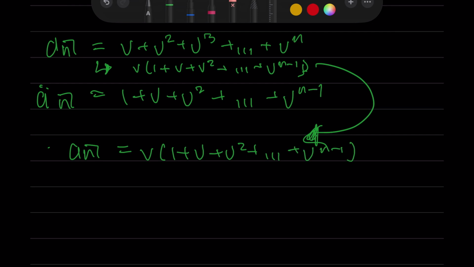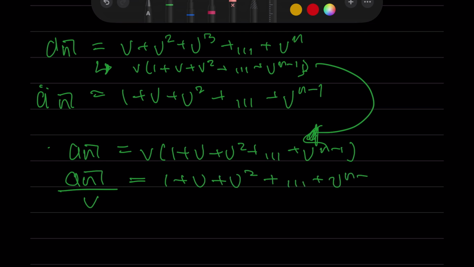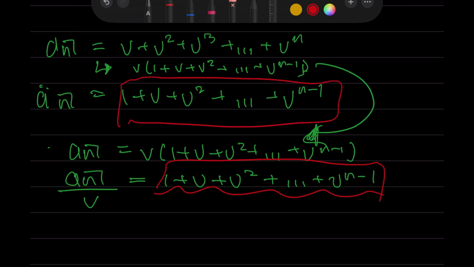Right, got that. So now a over v is equal to 1 plus v. However, this, why is that a plus? That's a minus. Minus 1. And as I was saying, this is equal to this. Therefore, we can just write it like this.